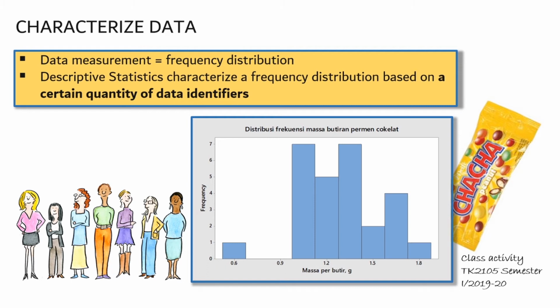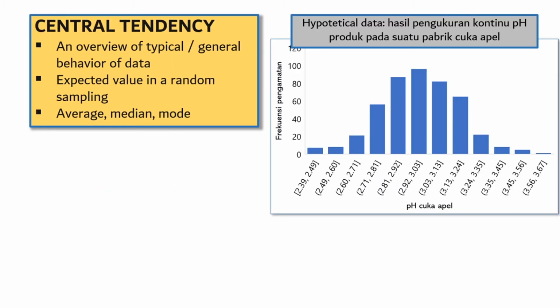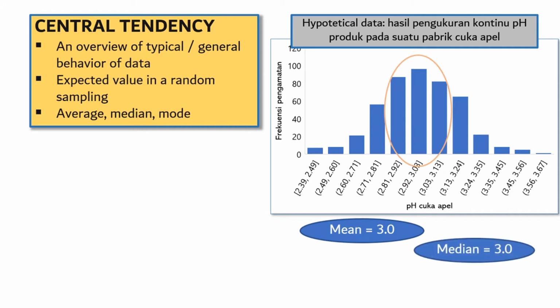Now, we discuss the dimensions of the data identifiers or data descriptors. The first dimension is the measure of central tendency. This describes the typical or most expected behavior of data. For example, consider the histogram on the right. From the shape of the distribution, you can guess that the center is inside the following circle. If calculated, the mean data value is 3 and the median is 3 as well.